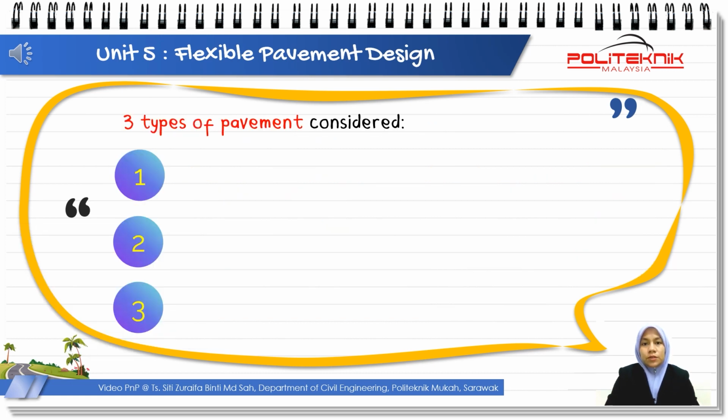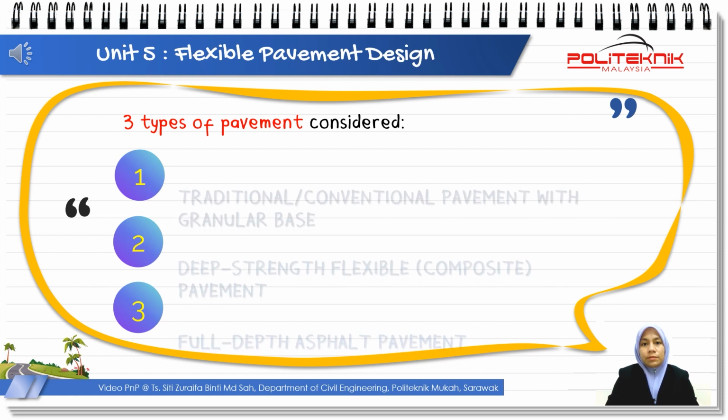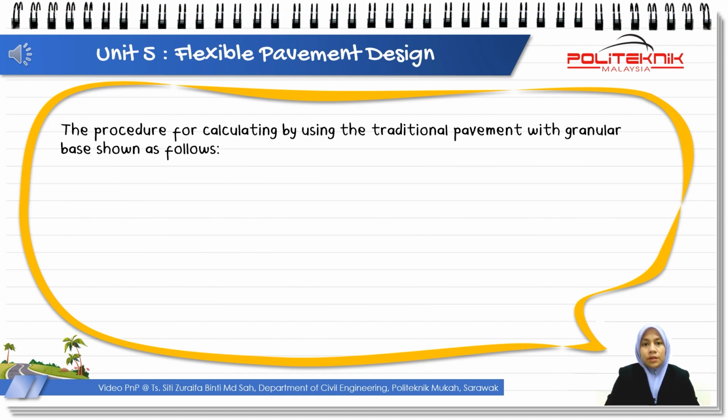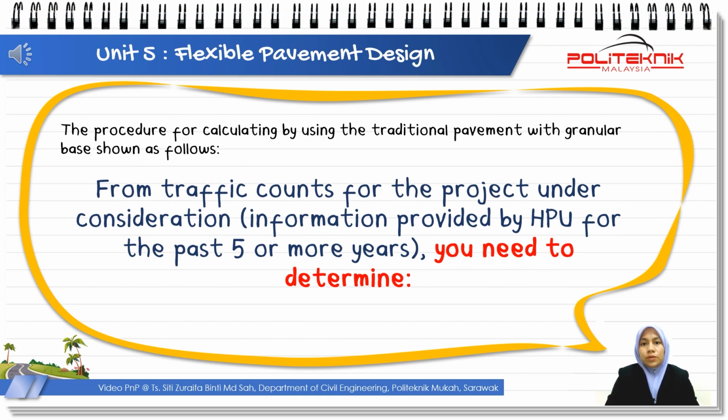In the designing procedure, at the end of designing flexible pavement, there are three types of pavement we can consider. First, we can use the traditional pavement with granular base. Second, we can use deep strength flexible composite pavement with bituminous surface course. And third, we can use full depth asphalt pavement. The procedure for calculating by using the traditional pavement with granular base is shown as follows.